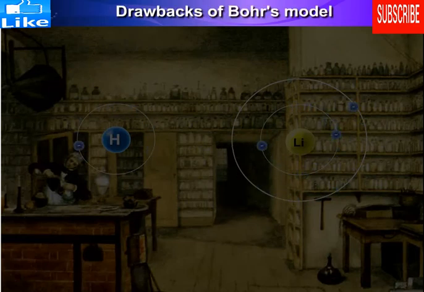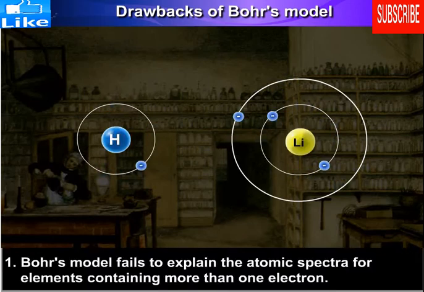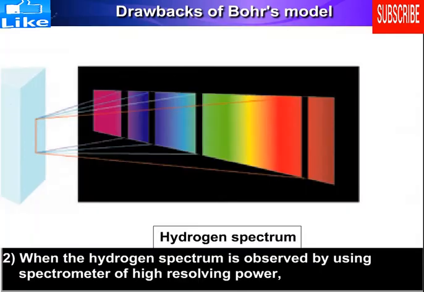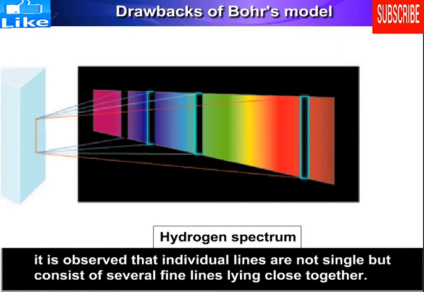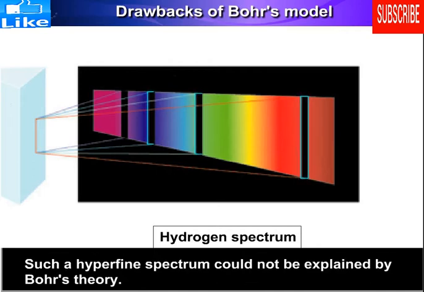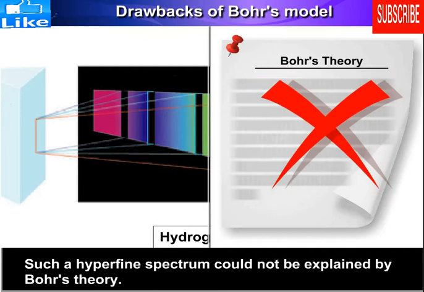Drawbacks of Bohr's model. 1. Bohr's model fails to explain the atomic spectra for elements containing more than one electron. 2. When the hydrogen spectrum is observed by using spectrometer of high resolving power, it is observed that individual lines are not single, but consist of several fine lines lying close together. Such a hyperfine spectrum could not be explained by Bohr's theory.